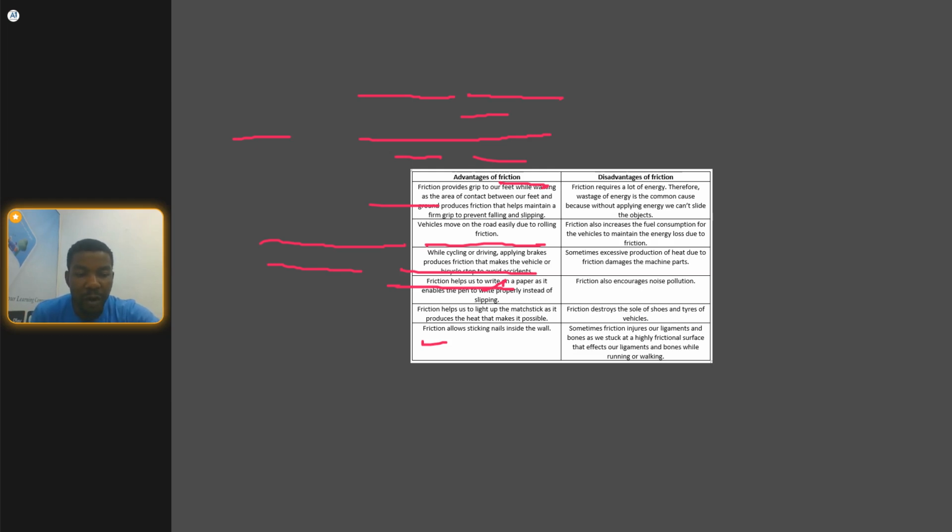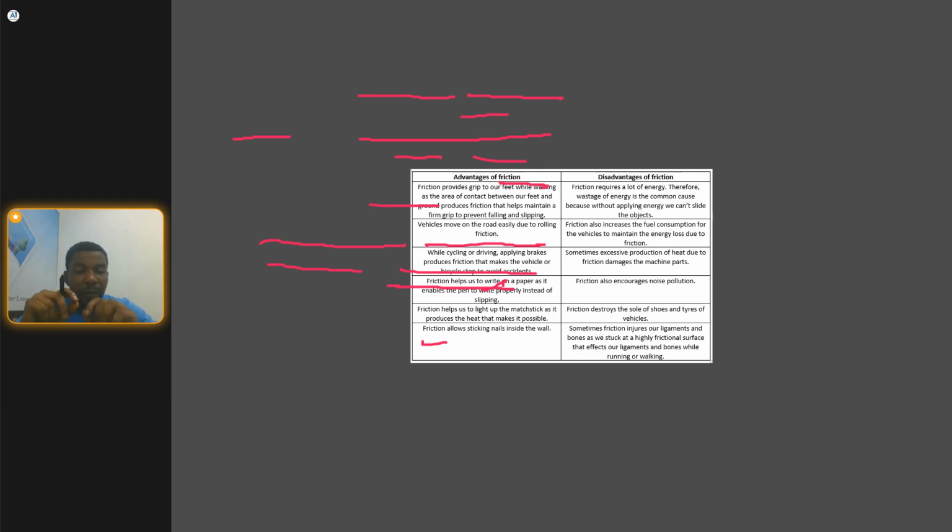Friction helps us to light up matches as it produces the heat that makes it possible. When you light your matches, what you're actually doing is friction. The matches will not light up if friction does not take place. So the friction brings about the lighting.